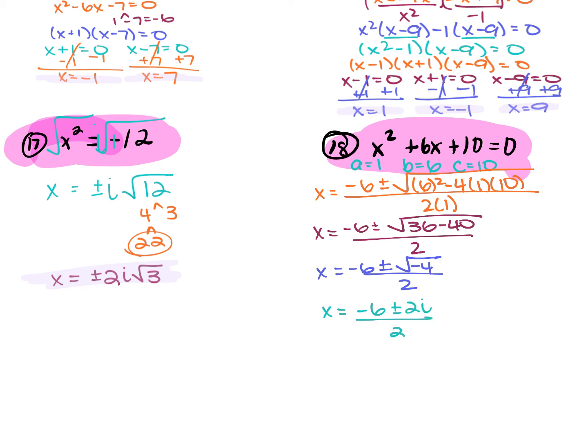Does this simplify? Yes. The negative 6 is divisible by 2, which becomes negative 3, plus or minus the 2i divided by 2 is i. So that's just negative 3 plus or minus i.